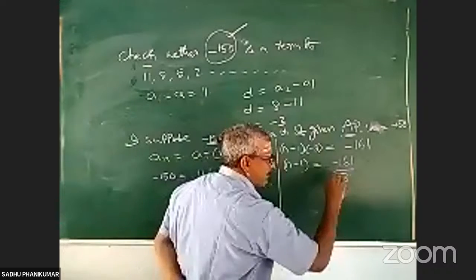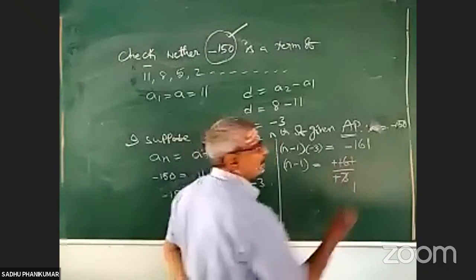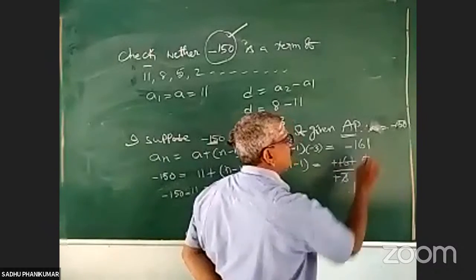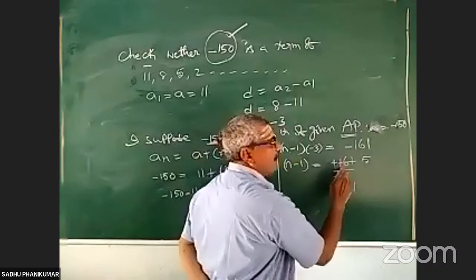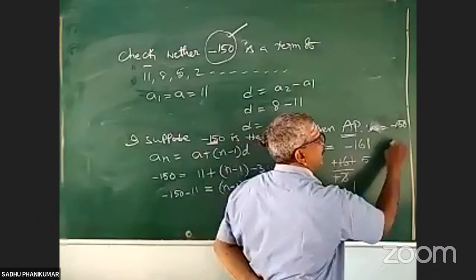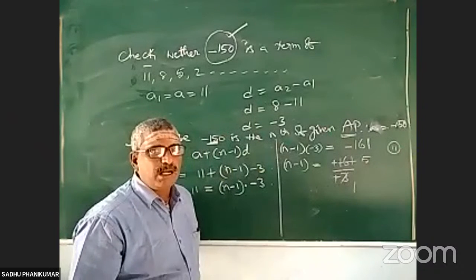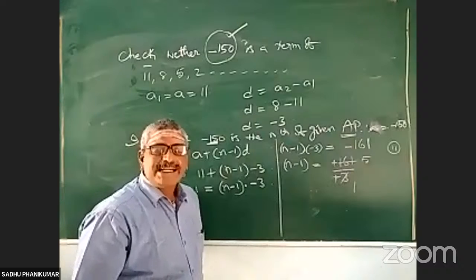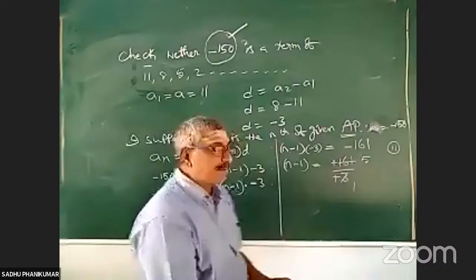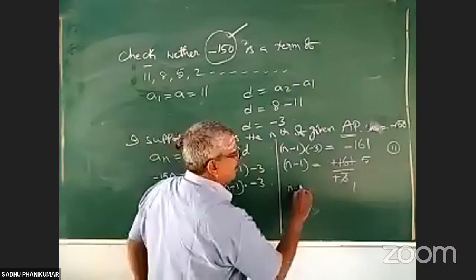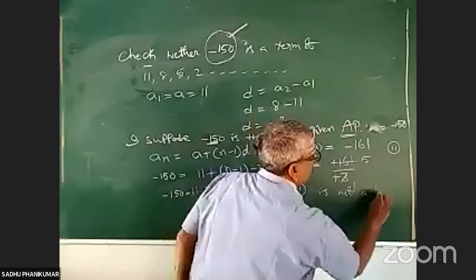So this minus symbol will get cancelled. 3 ones are 3. 3 fives are 15. 1 is the remainder. Then 1 plus 1 that is 11. So 11 is not divisible by 3. So that means it is in a fraction number. That means n minus 1 is not a whole number.